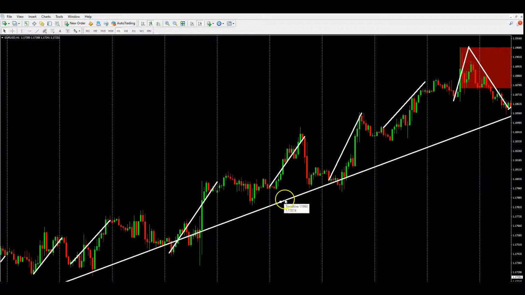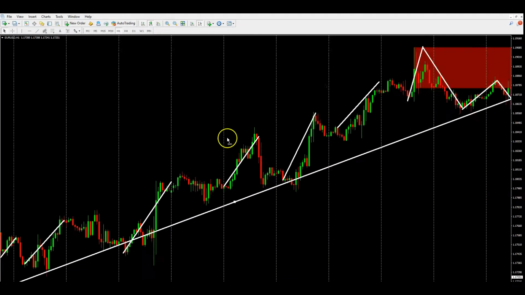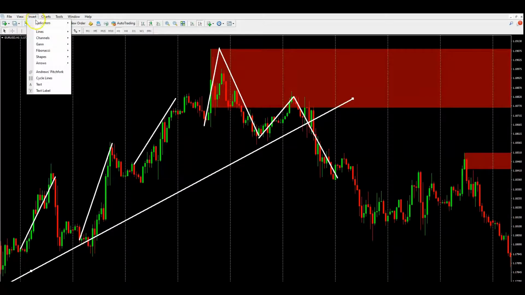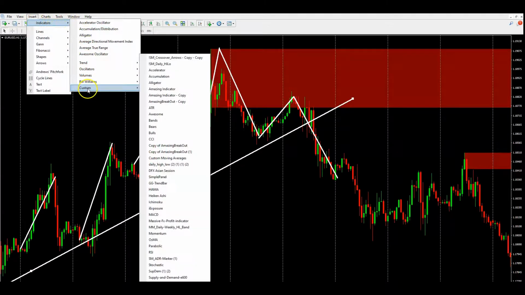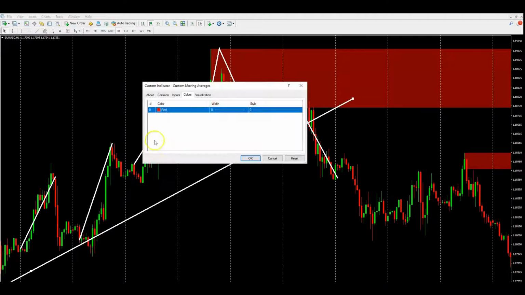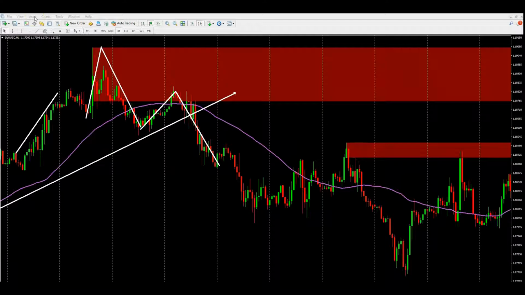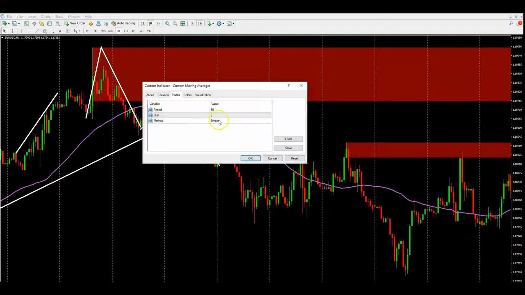If you are drawing your trend lines as you are supposed to, as long as price stays above it, you trade above it. Let me show you. I'm going to insert a 50 EMA under the custom moving average. Mine is always like a lavender, purplish color. I want to make this exponential.